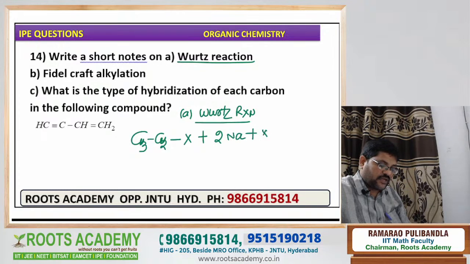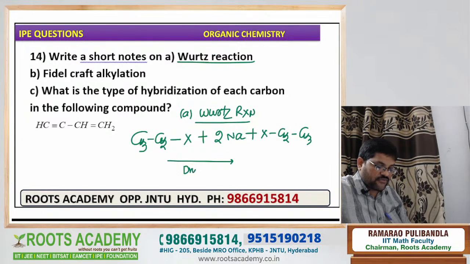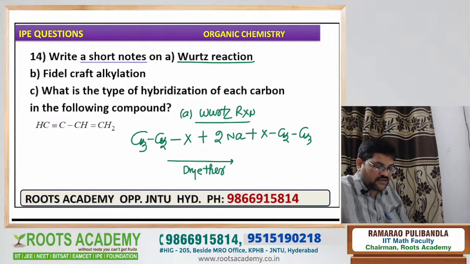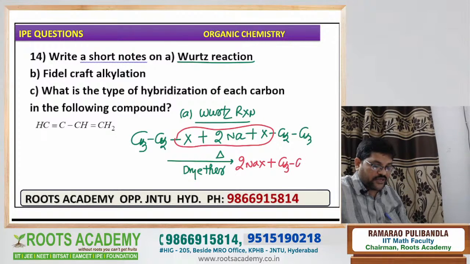Heat with the sodium metal, in the presence of dry ether solvent. Just on heating, what happens? Here the sodium metal reacts with the halogen, which leaves in the form of 2NaX, and you get butane gas liberated.